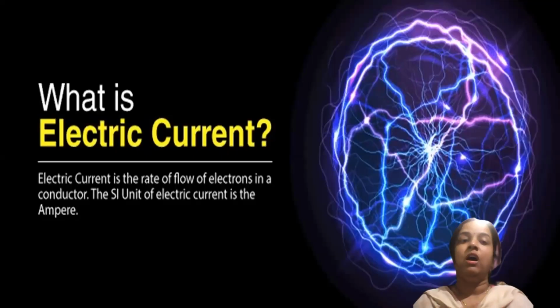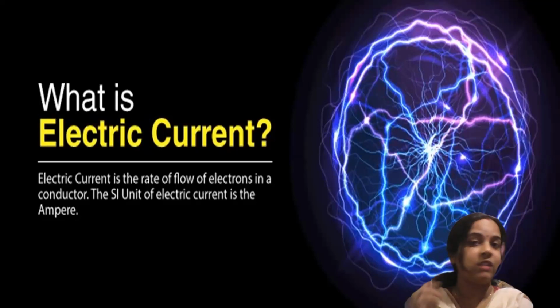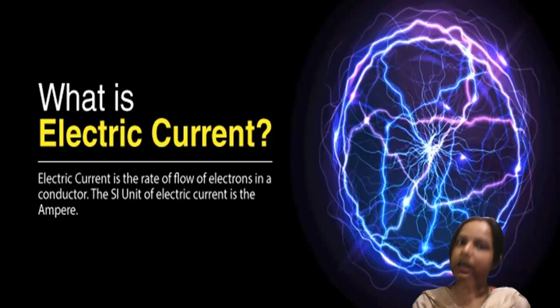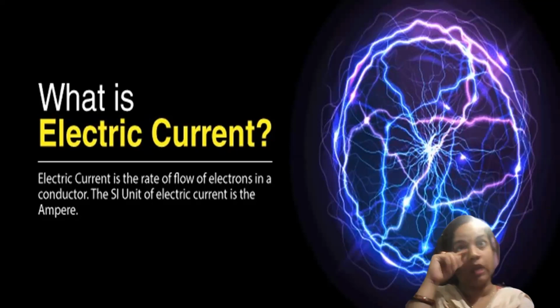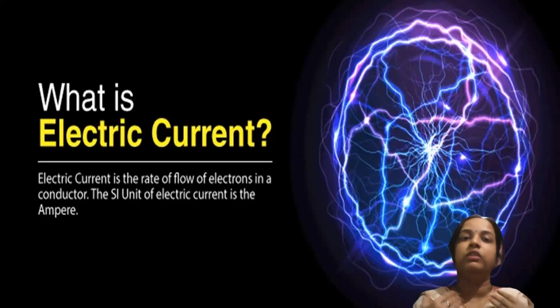See, electric current is the rate of flow of electrons in a conductor. Now, one thing more, what is a conductor? Anything which conducts electricity. The word conduct means to pass something. Anything which allows something to pass through that material. So here, a conductor is anything which conducts electricity. So electric current is the rate of flow of electrons in a conductor.